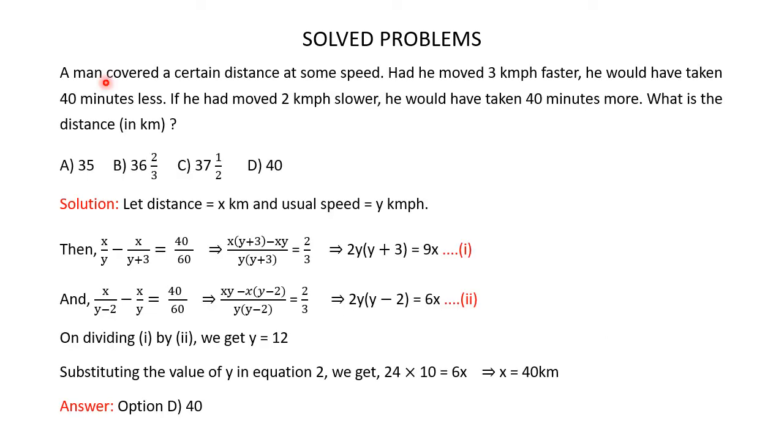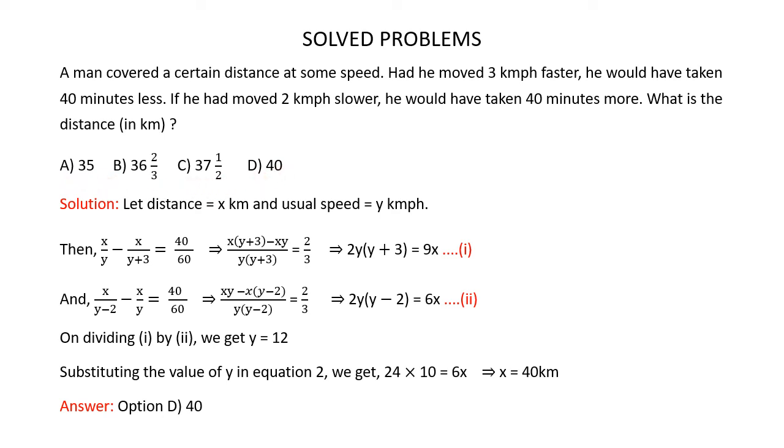A man covered a certain distance at some speed. Had he moved 3 kilometers per hour faster, he would have taken 40 minutes less. If he had moved 2 kilometers per hour slower, he would have taken 40 minutes more. What is the distance in kilometers? You are given 4 options here and you have to find out which of these options is the correct one.